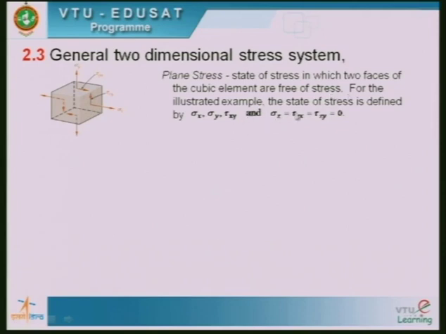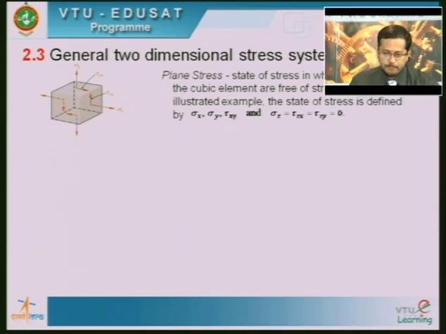For the illustrated example, the state of stress is defined by sigma x, sigma y and tau xy, and sigma z, tau zx and tau zy are considered to be equal to 0, as indicated in this diagram. We are considering sigma x, sigma y and tau yx and tau xy. So that is nothing but plane stress. It is defined as plane stress, which is the general two-dimensional stress system.